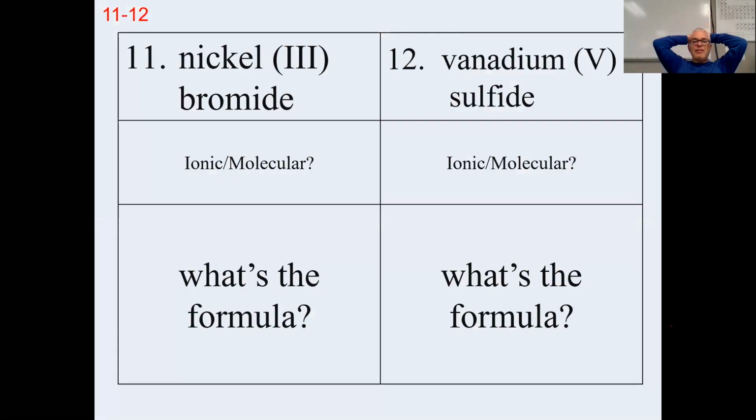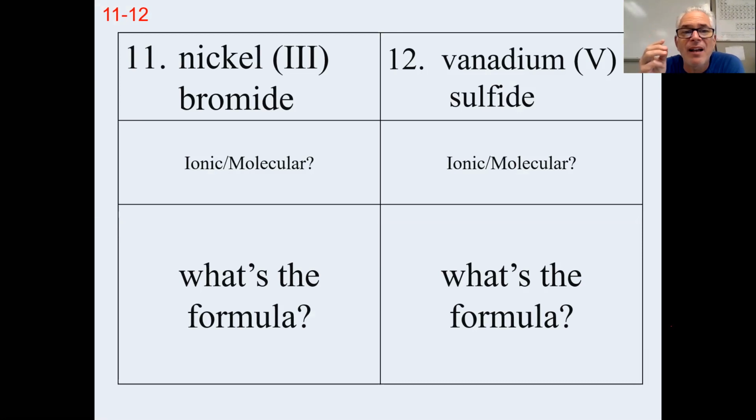Okay, number 11, nickel. A lot of you kids spell nickel wrong. You make it N-I-C-K-L-E like it's a pickle. Pickle is K-L-E. Nickel, metal, is E-L. Nickel, Roman numeral 3. What does a Roman numeral mean? Well, I know what it means. Let's put our finger in the nickel box. Nickel is 28. Nickel can be a +2 or a +3. Guess which one it is here?